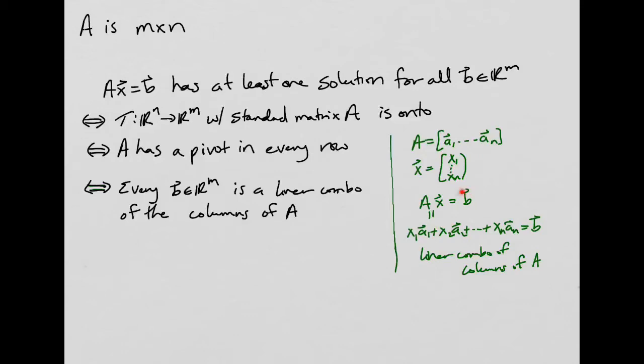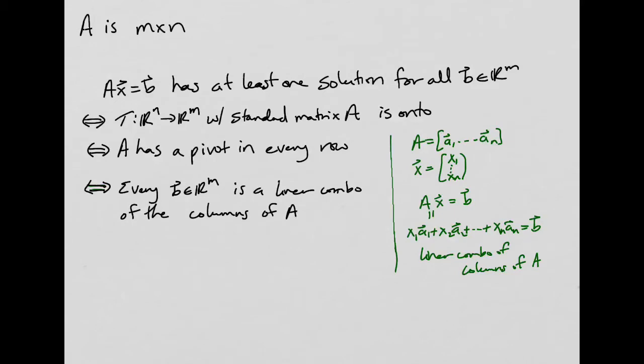So if this equation has a solution, meaning there's an X here I can put to make this a true statement, that means there are numbers I could put here such that this entire linear combination equals B. So this has a solution if and only if B is a linear combination of the columns of A. So now putting this together, if we say that this has a solution for every single B, that means that every single B is a linear combination of the columns of A.